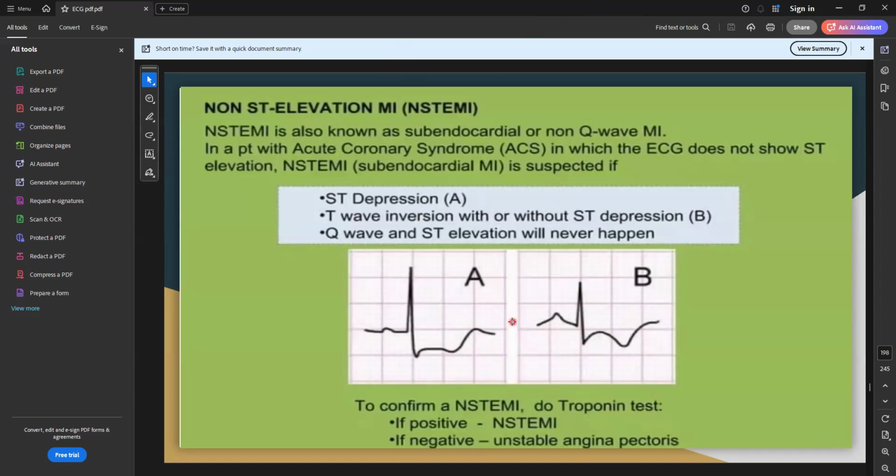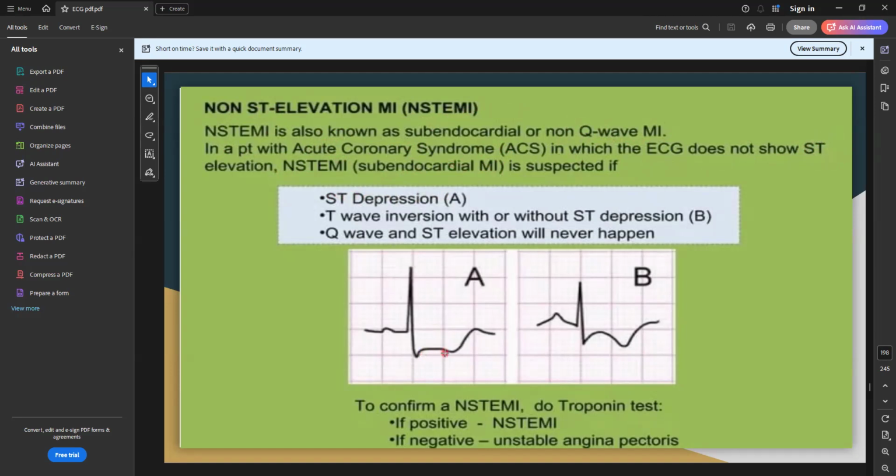Here you can see the non-ST elevation MI, otherwise N-STEMI. N-STEMI is also known as subendocardial or non-Q wave MI. Here the Q wave is not enlarged or pronounced in the case of non-STEMI. In these non-STEMI patients, usually present with the acute coronary syndrome in which the ECG does not show ST elevation, only the ST depression will be there.